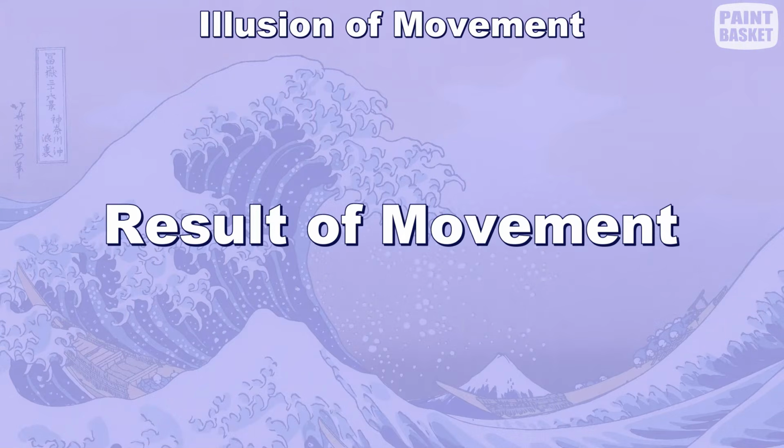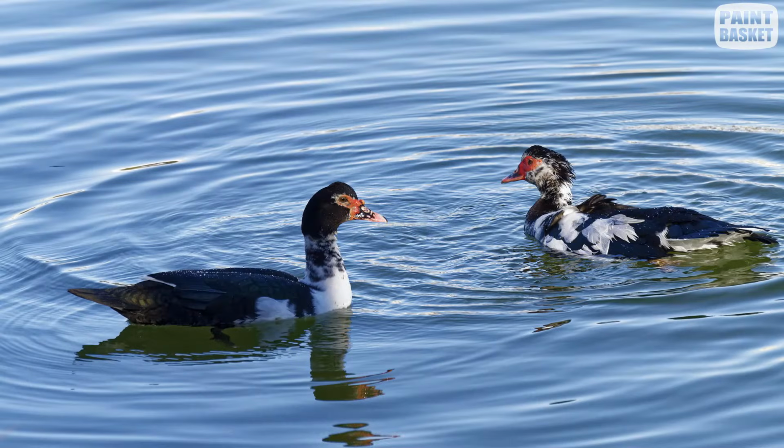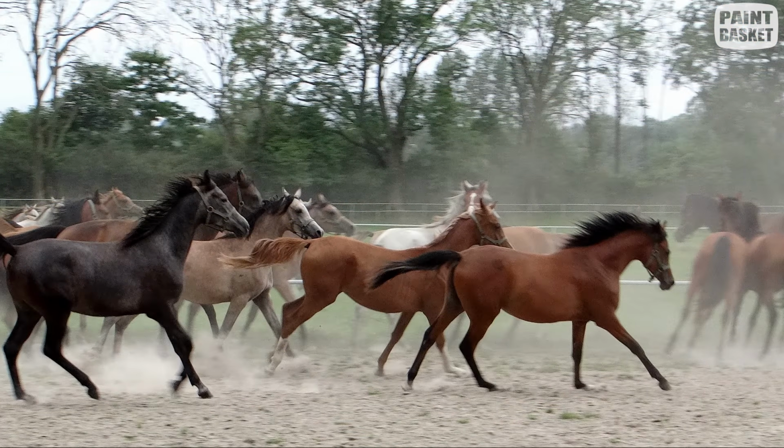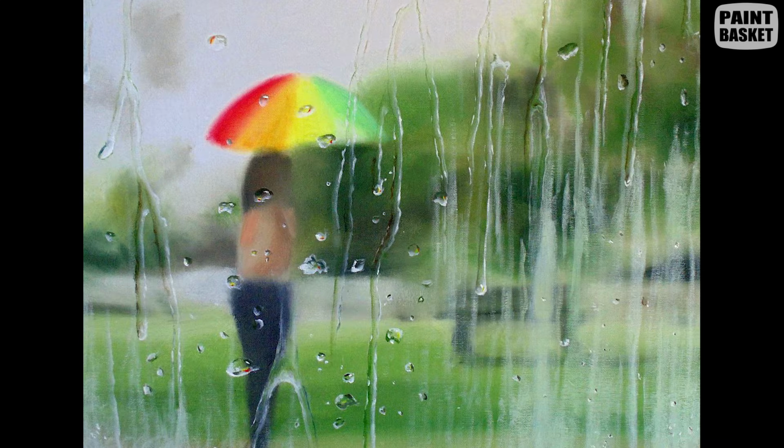The next way to create the illusion of movement is to show the result of movement. An example of this would be the water ripples around these ducks. You know that the water ripples are there because the ducks are paddling their feet like crazy under the water. Yet you can't see their feet that are actually in motion. Another example is the dust that's been kicked up as these horses run past. The dust tells you it's the horses that are moving. And in this painting, the drops on the window imply that there's movement outside due to the rain.